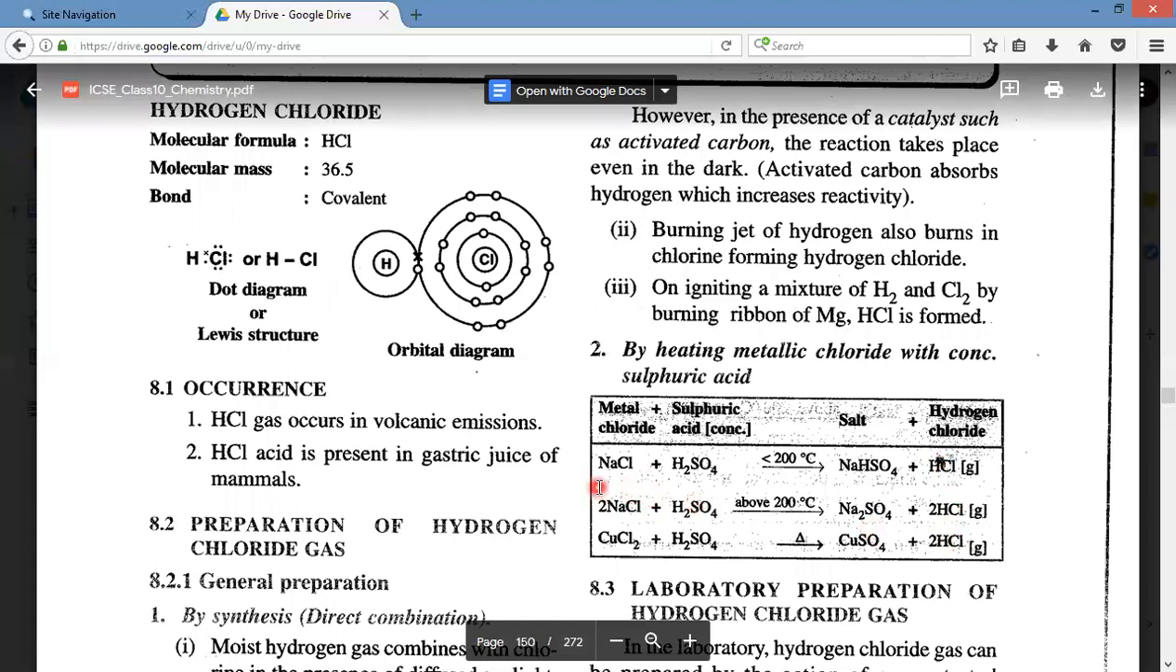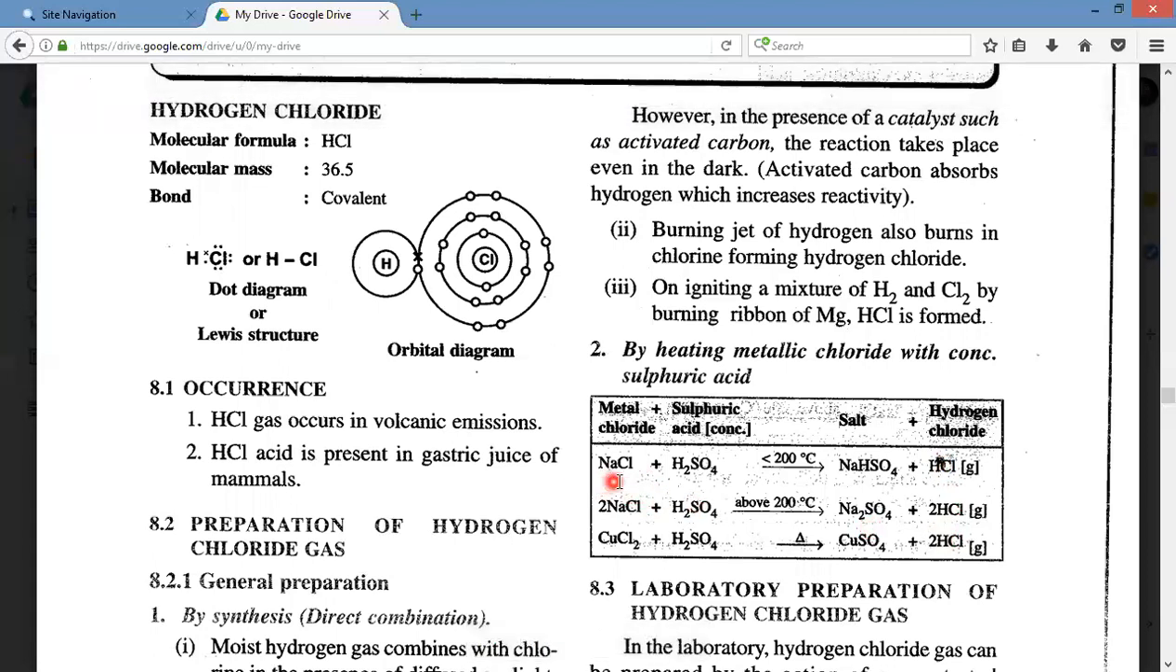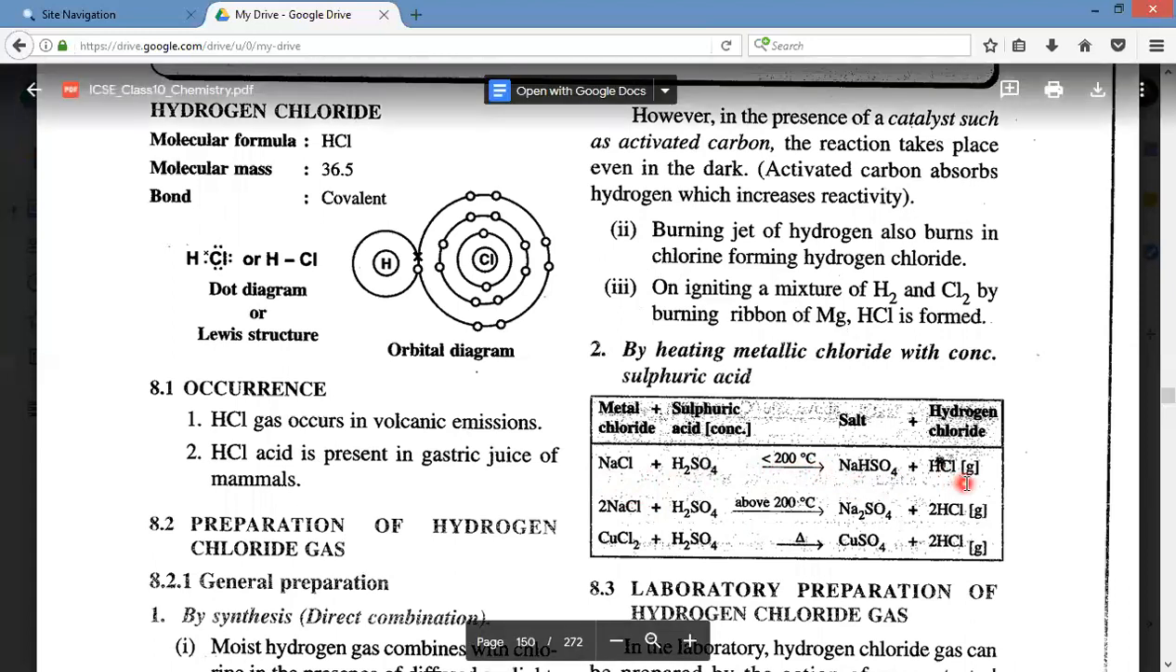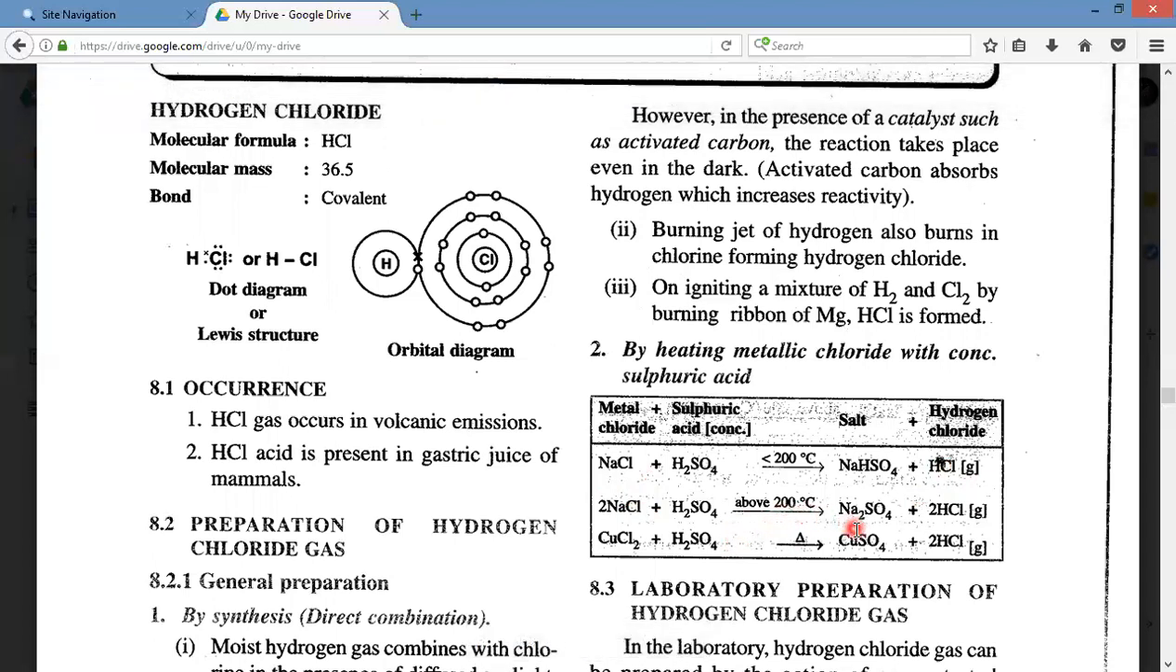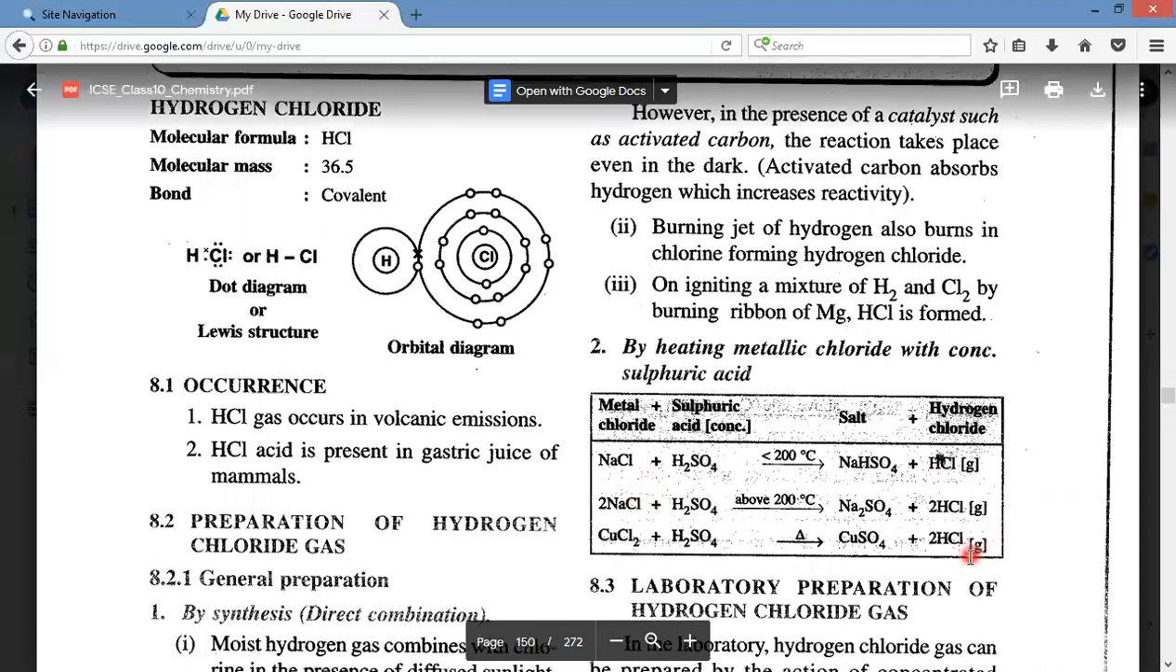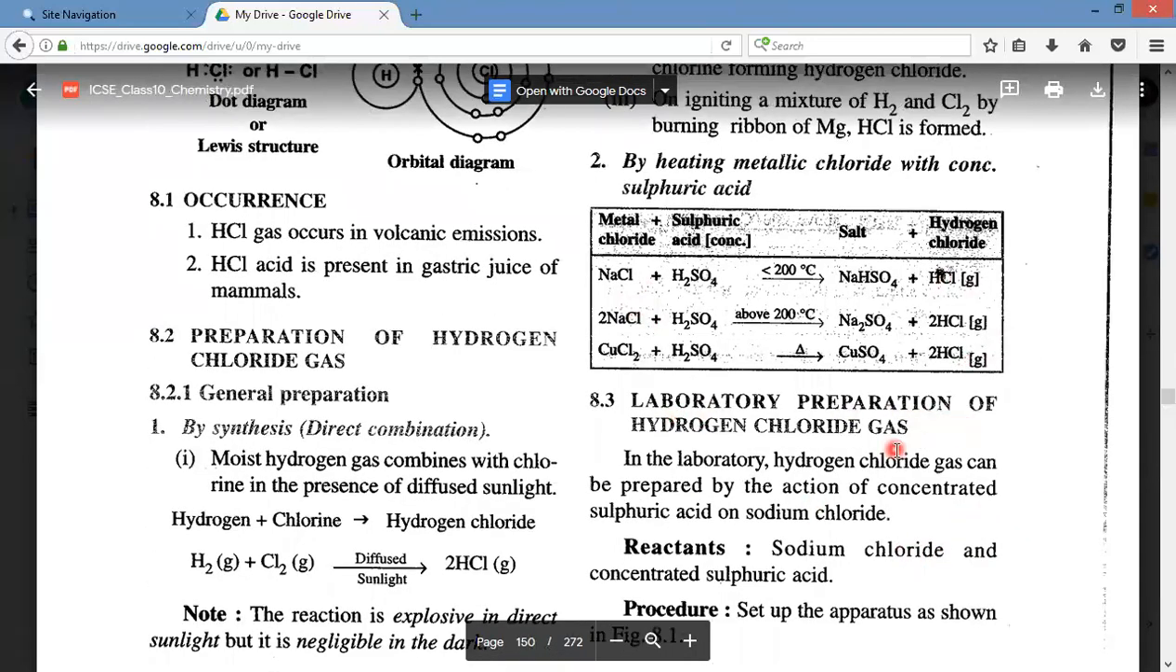We can check it through the reaction. Sodium chloride is treated with sulfuric acid, and we have to maintain the temperature. First of all, if we take below 200 degrees Celsius, then sodium bisulfate is formed with hydrogen chloride gas. And if we take above 200 degrees Celsius, sodium sulfate is formed with HCl gas.